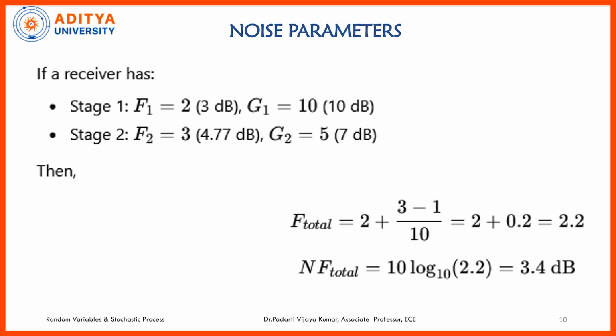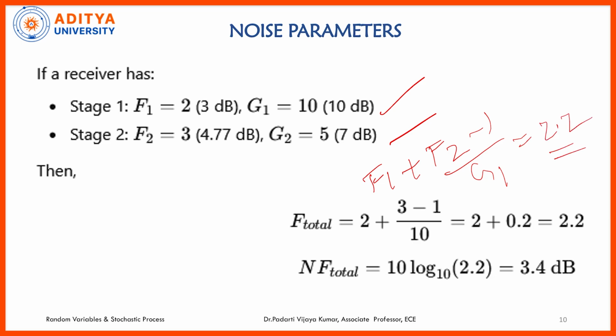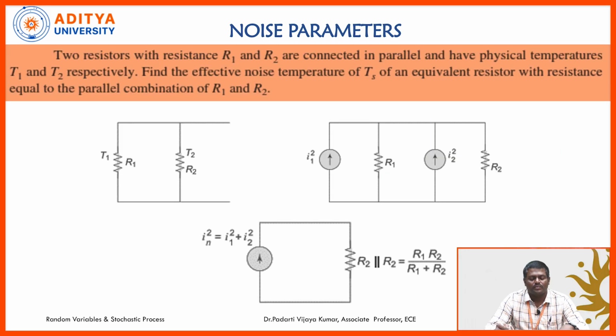So this is another problem. It is also almost similar. F1, G1, F2, G2 are given, and all data is given in terms of normal values rather than dBs. So F total is equal to F1 plus F2 minus 1 by G1. We will get 2.2. In dB, if we want to express, we will get 10 log 10 of this value, we will get 3.4 dB.